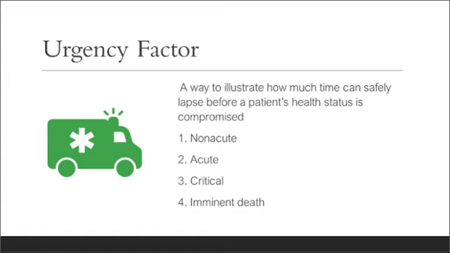Imminent death, of course, is the most urgent. Action takes priority over everything else. A nurse must act immediately to prevent further deterioration and threat to death. So when you're reading questions and they're giving you the options and you have to prioritize, think of breaking each situation by itself into non-acute, acute, critical, and imminent death.